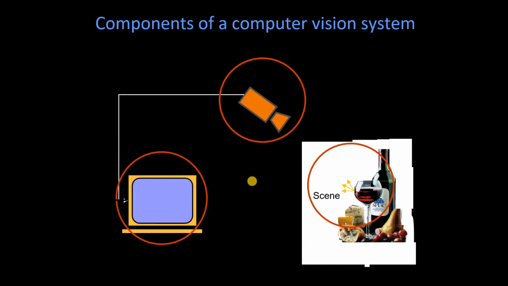So again, same thing is repeated. Three things inside the computer vision system: scene, sensor, and the computer system. Computer system means the computer hardware and the computer vision algorithm running on that hardware.